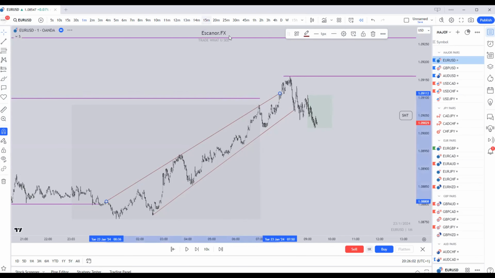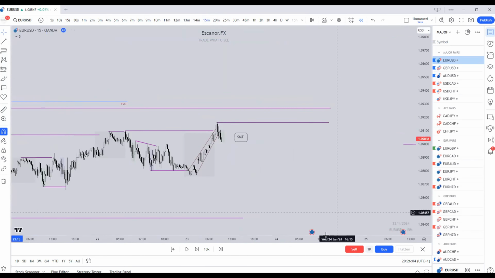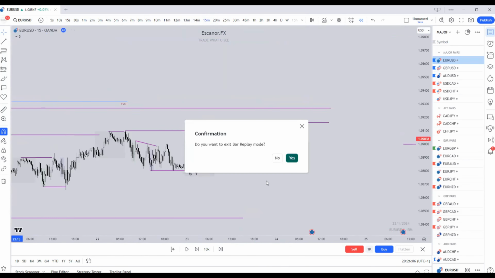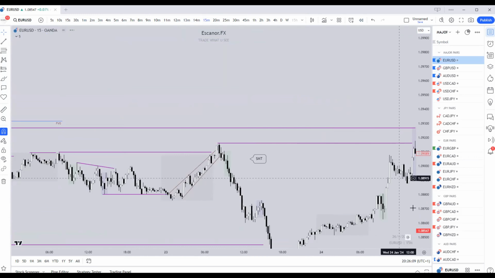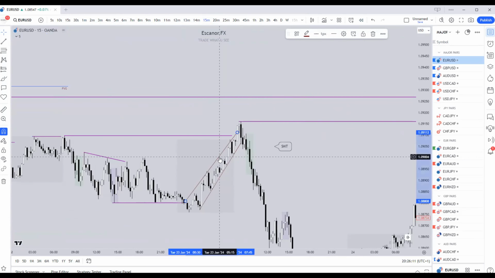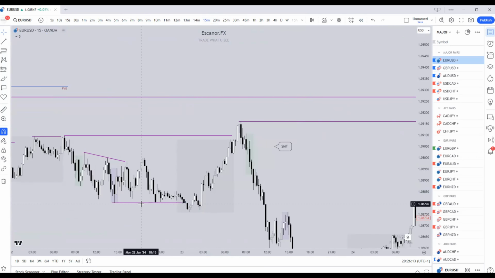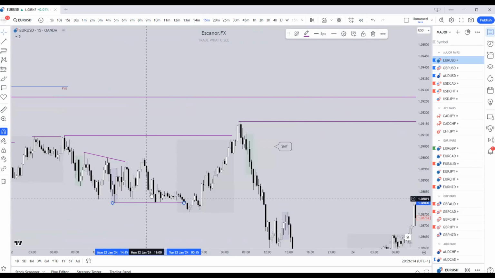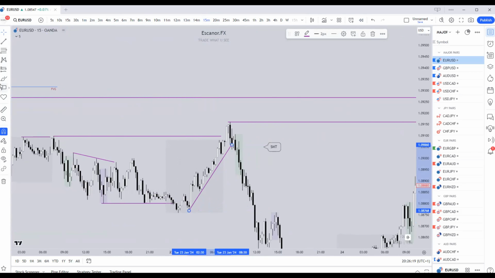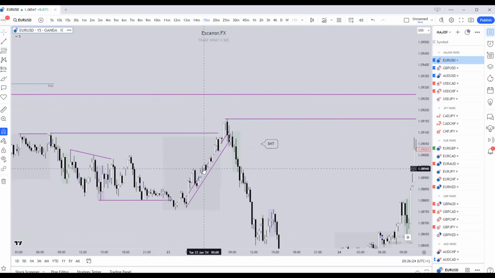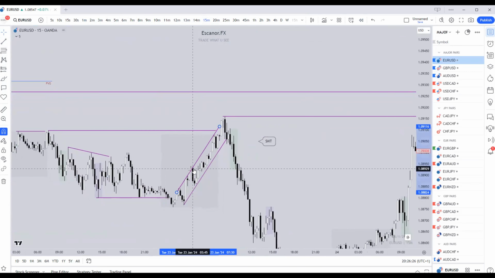Let's come back to the 15 minute. Let's delete this one here. Let's come back to this point. Clearly, let's use the purple line to draw it clearly. Let's use this one too. So it's clear, 2 lines.